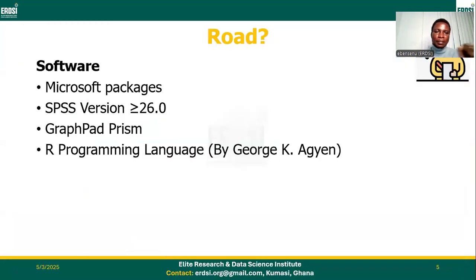Today's roadmap: you cannot deal with research without having Microsoft packages or without having a PC, because first, you start from either your Word or your Excel. That's what we are going to start with. And today I'm going to use SPSS version 26 to demonstrate some analysis. I'm also going to use GraphPad Prism to demonstrate some analysis. Then we will end with the last 2 hours with George, who is going to demonstrate how to replicate those analyses in R.